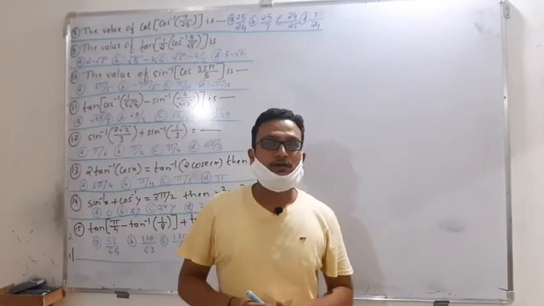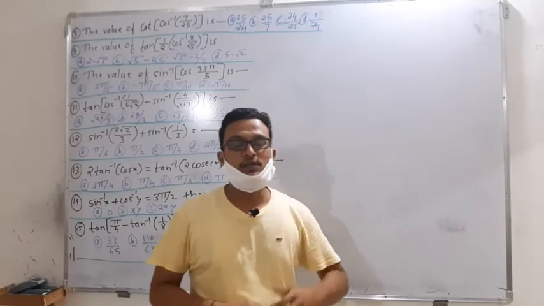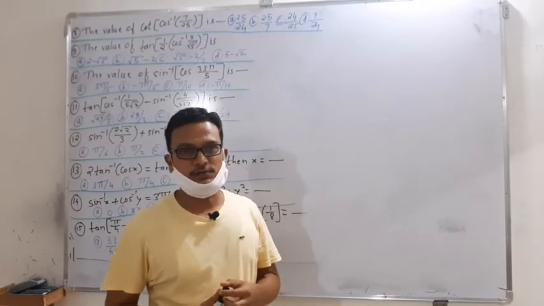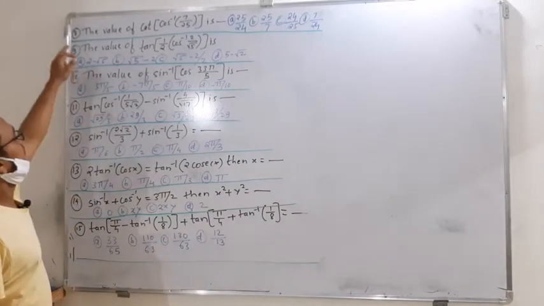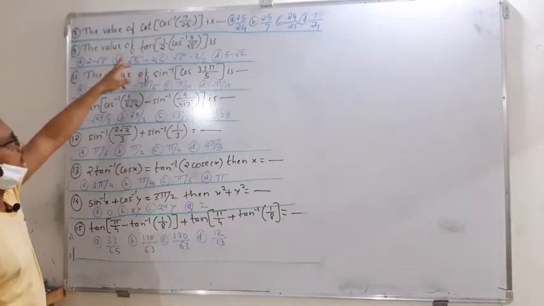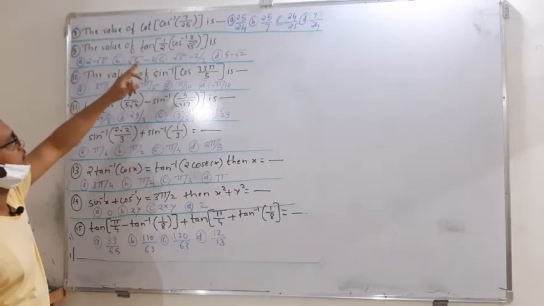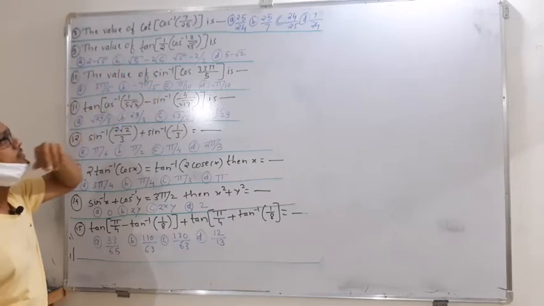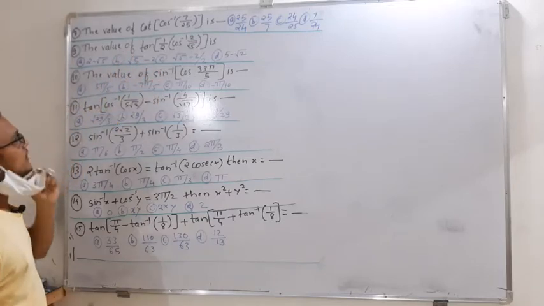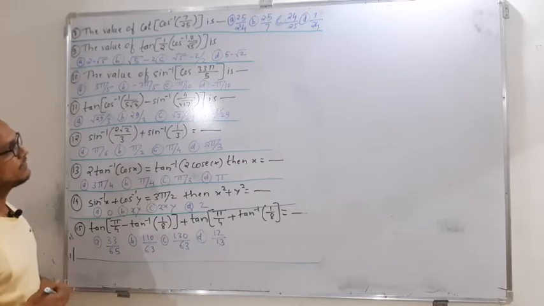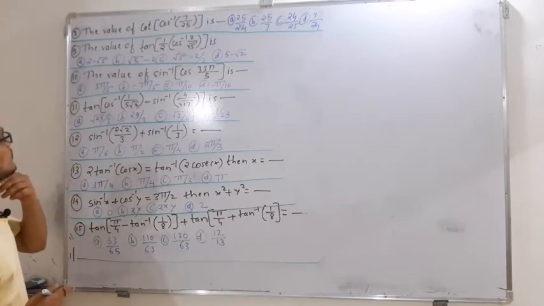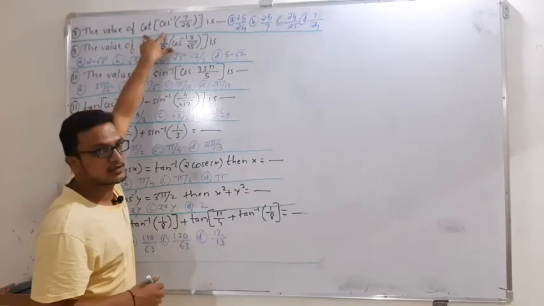Hello friends, this is the continuation of the inverse trigonometric functions. So the first question: the value of cot of cos inverse of 7/25 is, and the options are 25/24, 25/7, 24/25 and 7/24.